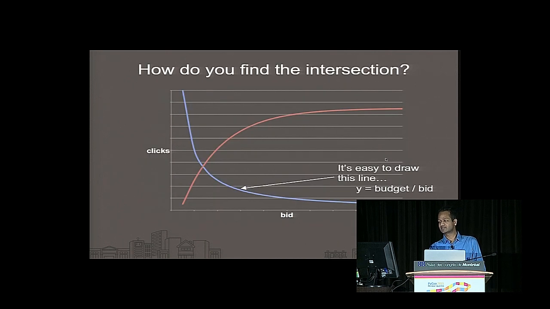Now, how do you find this intersection? So of course, this blue line is easy to draw. It is nothing but the budget curve. So the budget is finite, let's say $350 a month. Then you set a different bid price, and then you get how many clicks you will get for that bid price, right? The red one, we get using our historical auction data. So based on the past auctions and who won the auction, we can get that, right?